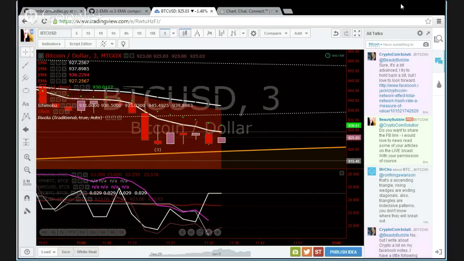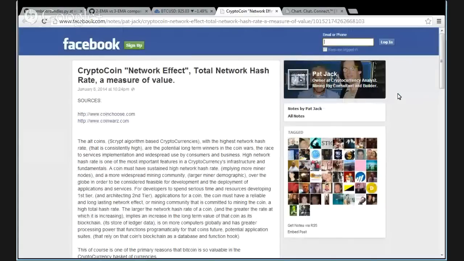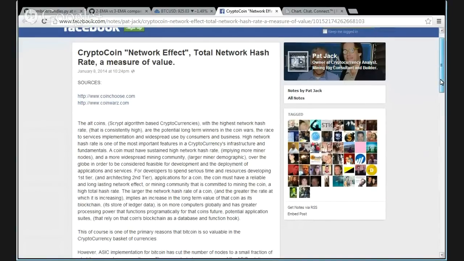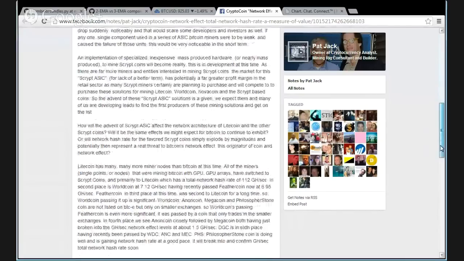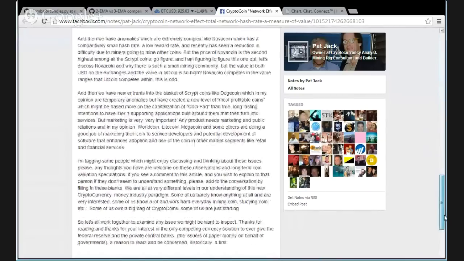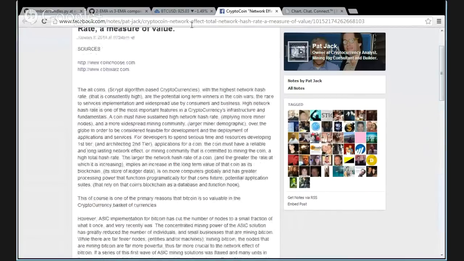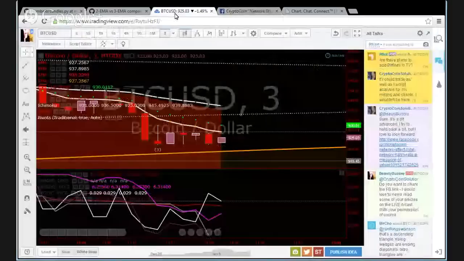It says, sure, it's a bit advanced. I try to hold back a bit, but I love to look forward. And so there's his Facebook account. So let's go and see what he's got here. And Crypto Coin Network Effect from January 8th. Well, how cool is this? We'll just go ahead and read this. There's two sites. Wow, wow, wow. Oh my God, this is fantastic. Thank you so much. I'll definitely read it.